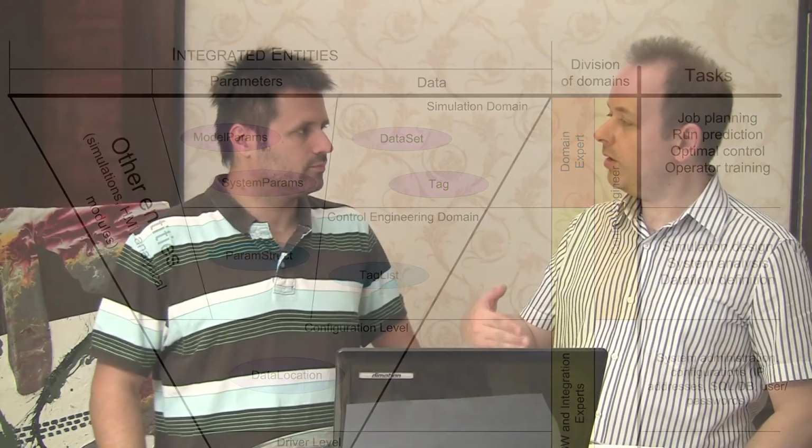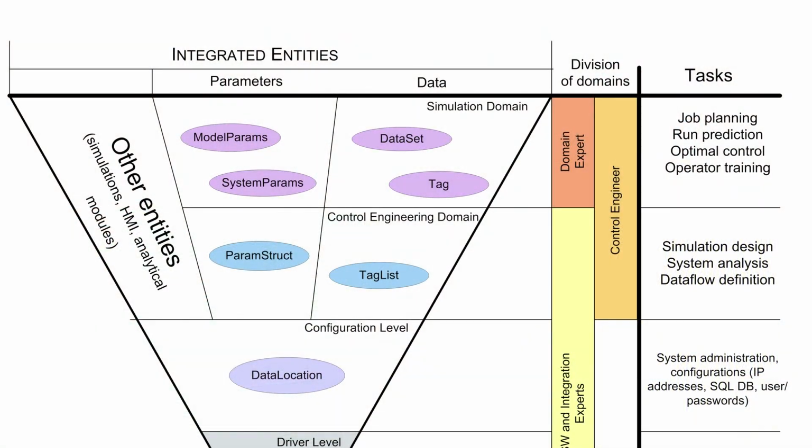So the final user is the one that operates the system in the end. Yes, the final user operates the system, or they operate our simulation. And he uses it for job planning, optimal control, or operator training. So the language and the objects at this level are created in order to be able to define tasks in the final user language.